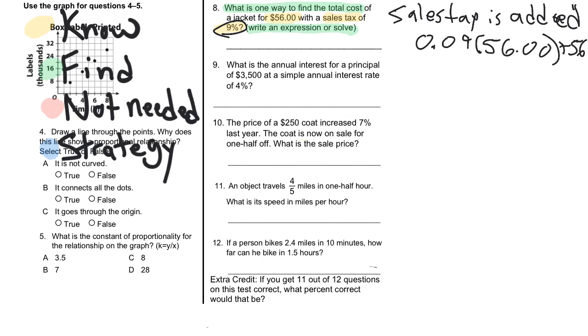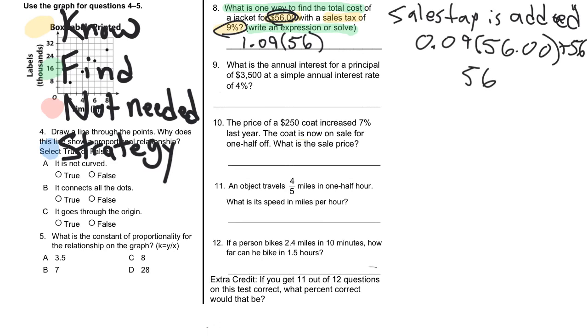Or we know we're adding 9% to 100% of 56. So what's 9% plus 100%? 109%, or it's written as 1.09. So we're looking for 109% of 56. So we could write it like this. 1.09 times 56. All right? If we wanted to solve it, okay, we would need to do the multiplication out here.